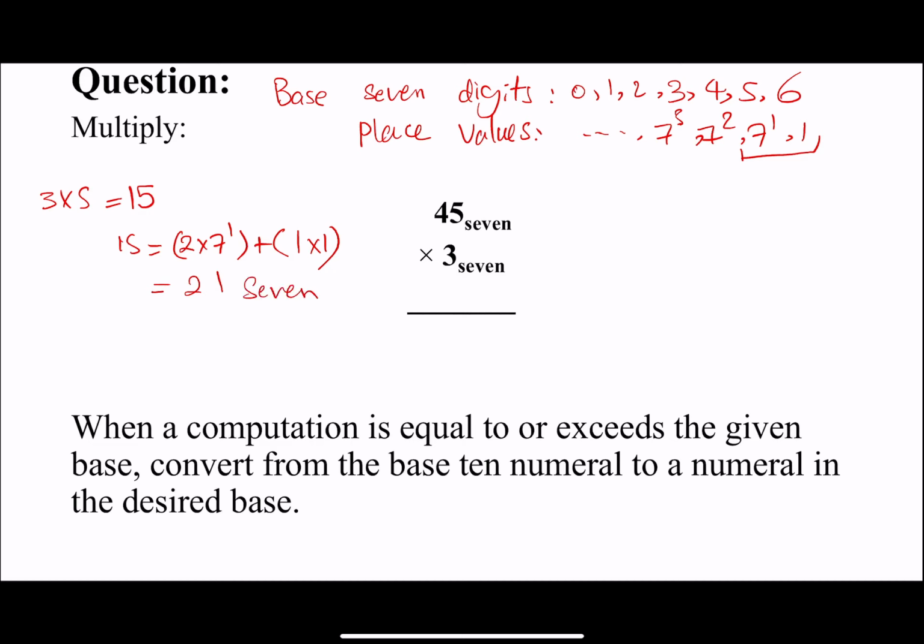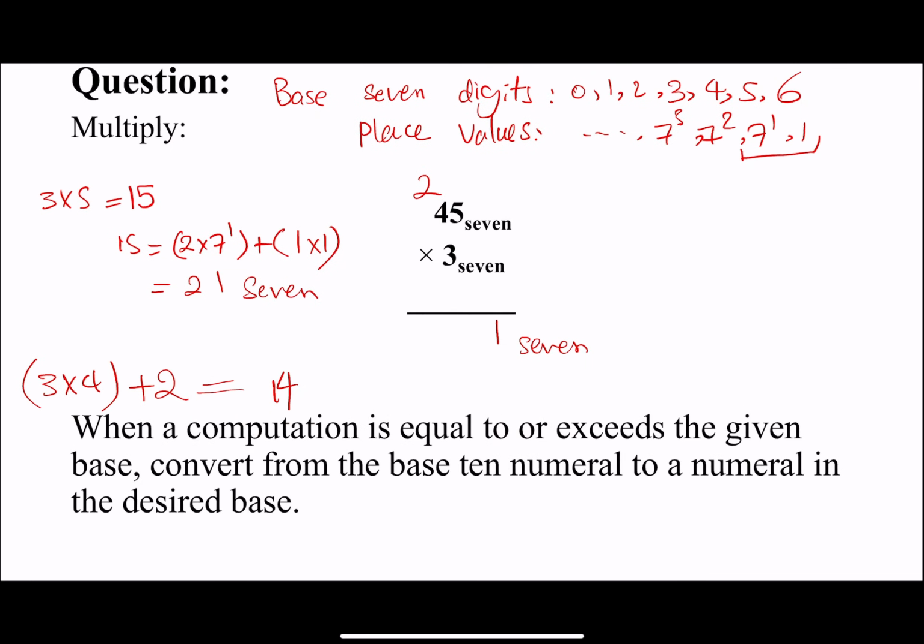So what I do, I place 1 here, I write down the base, and I carry the other digit. Now, I multiply 3 by 4. So 3 times 4, and I add it to the digit that I carried. So 3 times 4 is 12, plus 2, 14.